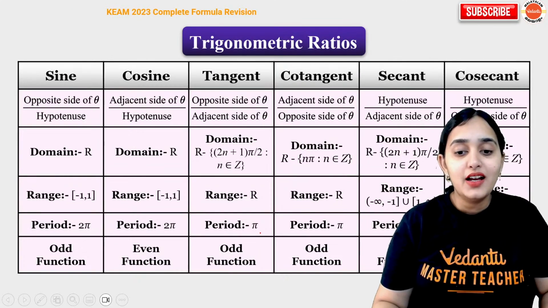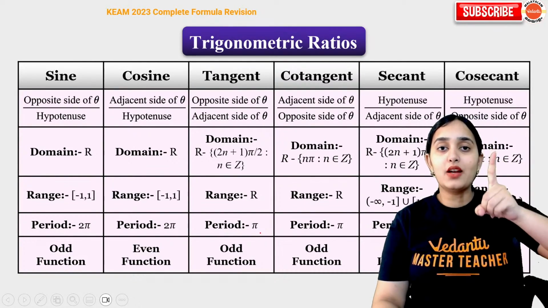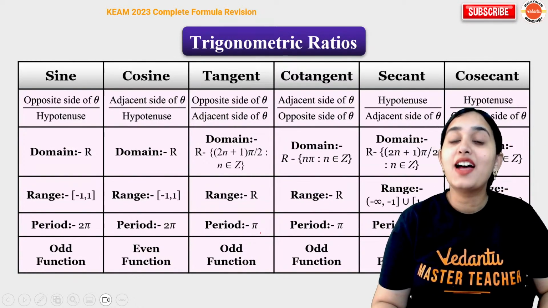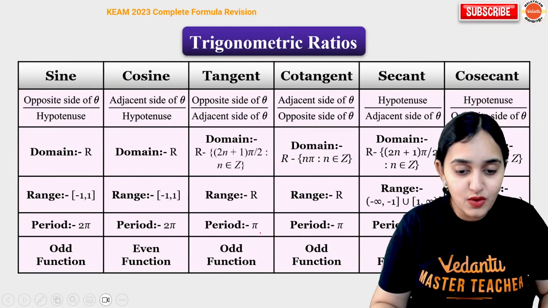Alright. Next, quadratic equation over. Complex number over. Next is trigonometric ratios.